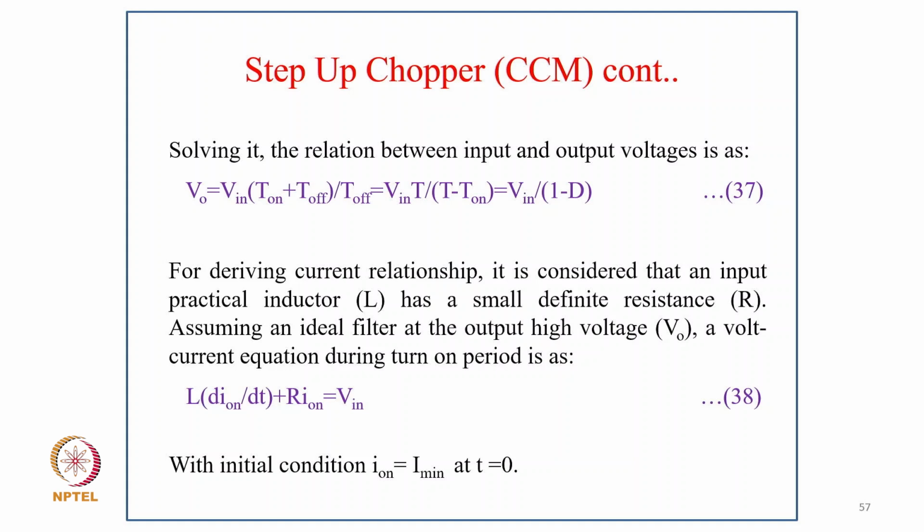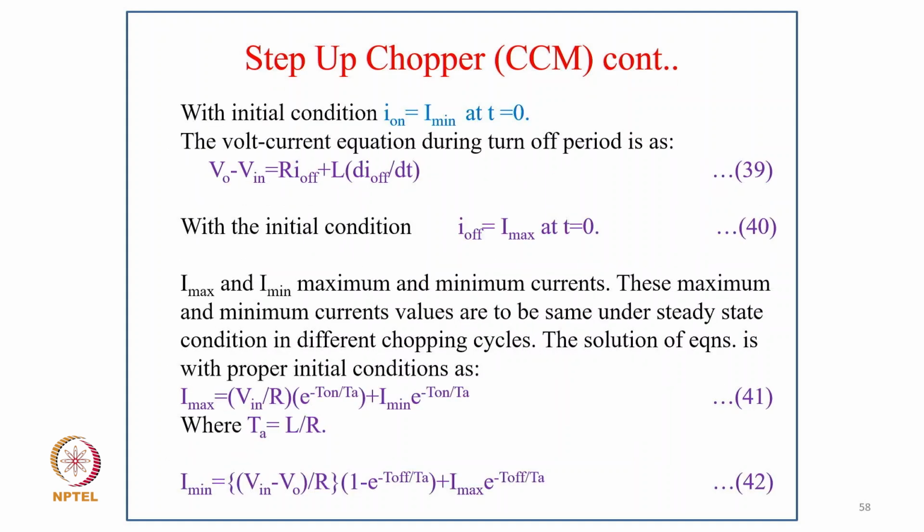So assuming an ideal filter at the output voltage, at output high voltage, the voltage-current relation during the turn-on period is L di_on/dt + R i_on = V_in, with the initial condition I_on equal to I_min at t equal to 0.